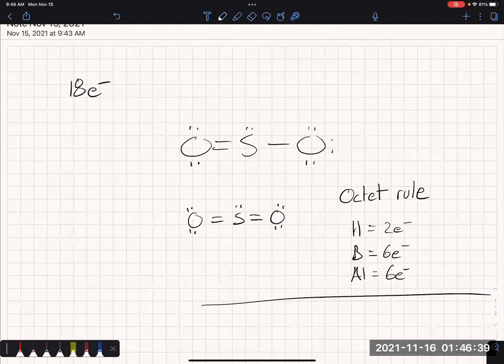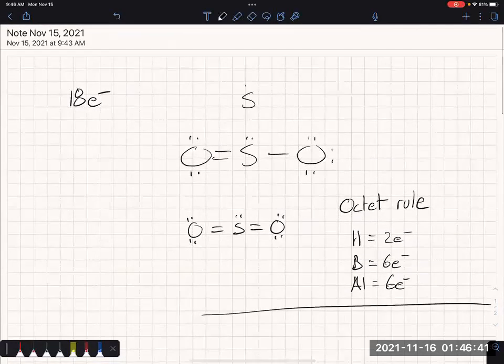Okay. So then the only other way to draw this would be to flip it to the other oxygen. Oh, I see what you're doing. You could draw it that way though too, right? Mm-hmm. And these are actually called resonance structures.